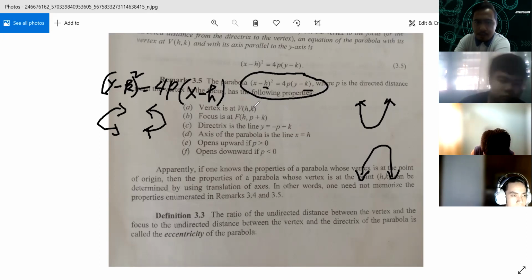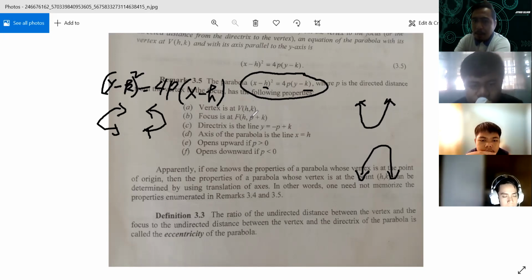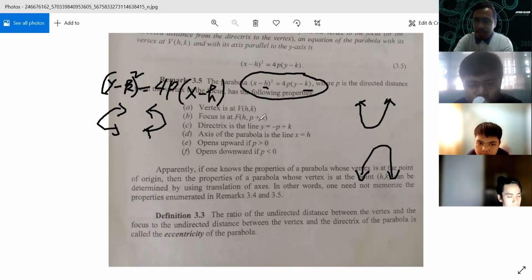See it? While your focus in this form will be given by (h, k plus p). Earlier, the p was added to the abscissa. Now you add your p to the ordinate if it is up or down. Clear? While your axis of the parabola will be given by x equal to h. Earlier, that was just y equal to k.